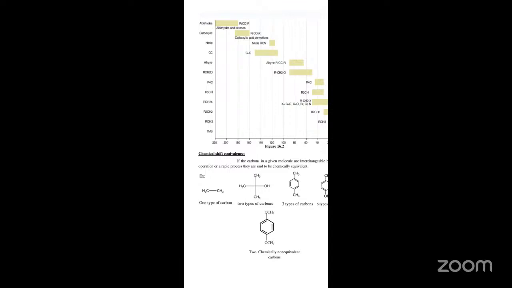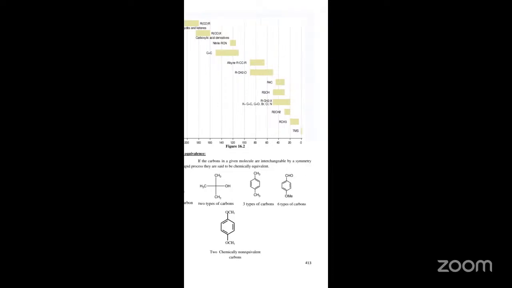And here is tertiary butanol. Here there are two types of carbons, because all three CH3 carbons are the same, and the central carbon is different here. So we get two signals for this compound. And in this particular dimethyl benzene, it shows three types of carbons here.